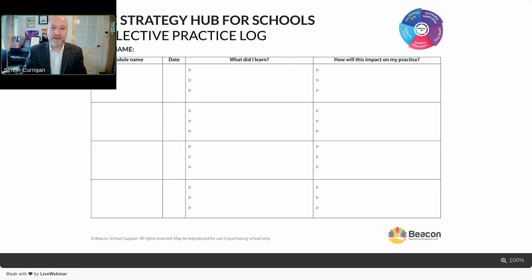Here we go. So this is the reflective practice log. It's super simple. On the left-hand side, they write down the module that they watched, ADHD, Calm and Refocused. And then we're going to ask them to write down, what did you learn that was useful? And what are you actually going to do in the classroom? So we get the teachers or the teaching staff to actually list the strategies they say they're going to use.